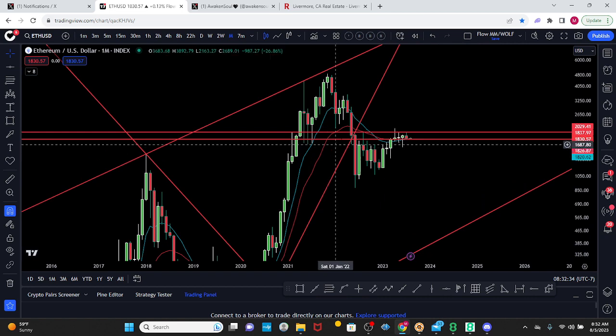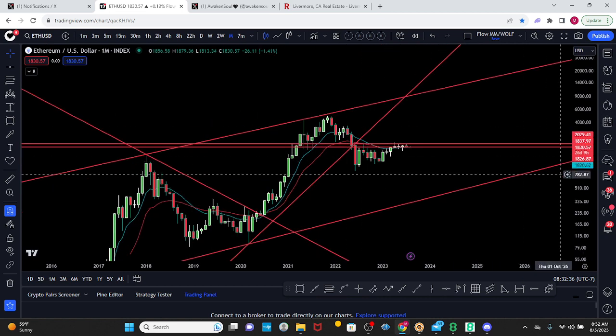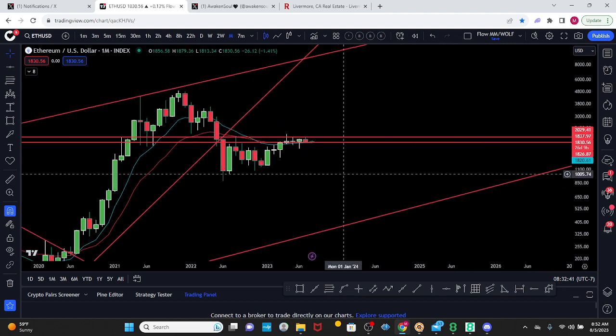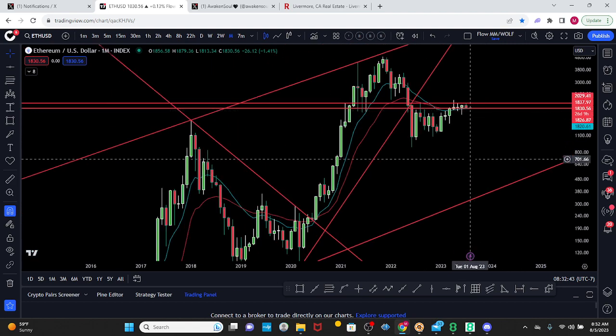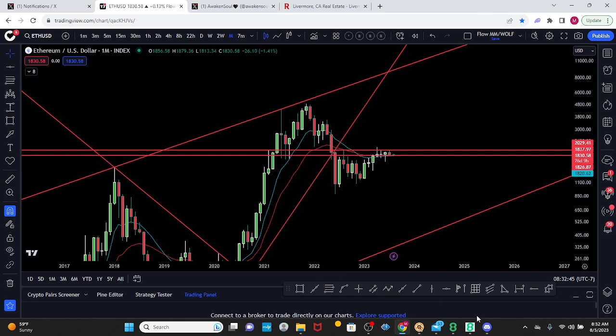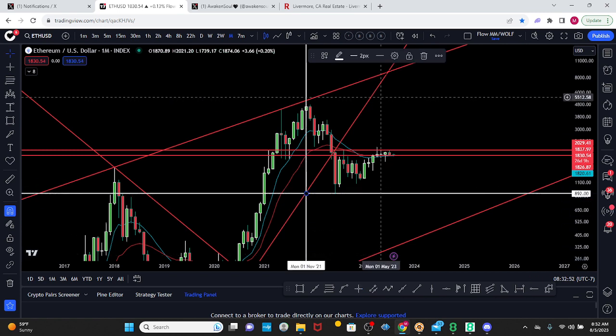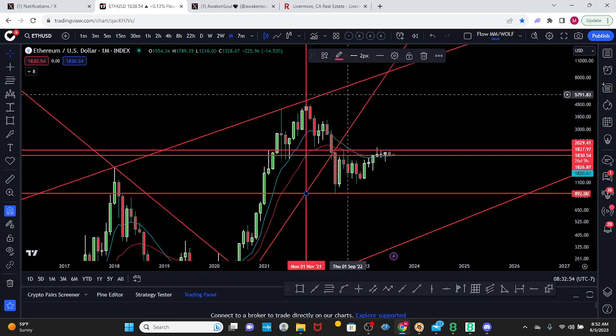And if we do find a rotation here, and if we do decide to come back down, I am going to give you a monthly bearish target. That's going to be based on this trend line. It actually hit it already. What a beauty. Look at that.